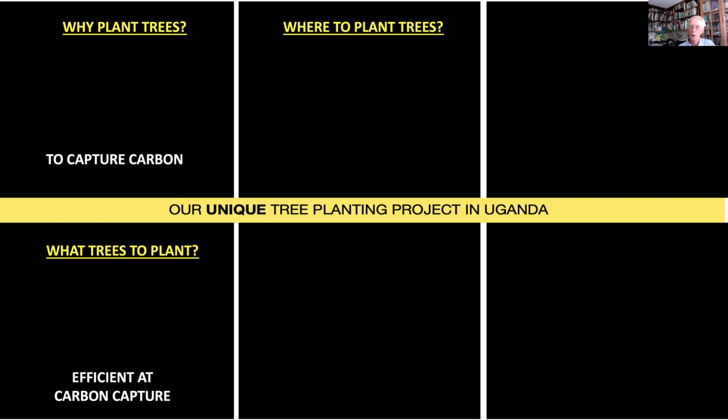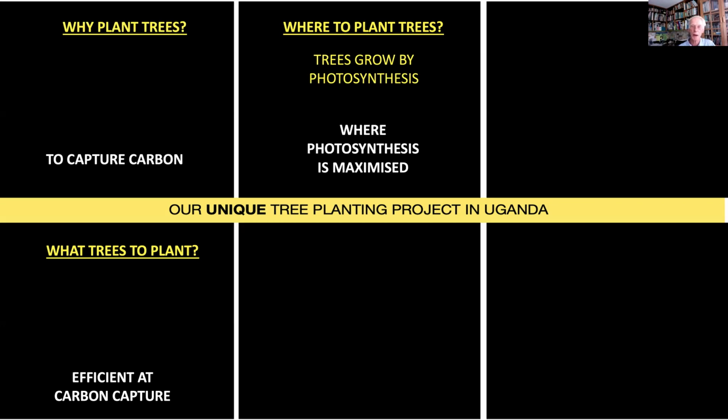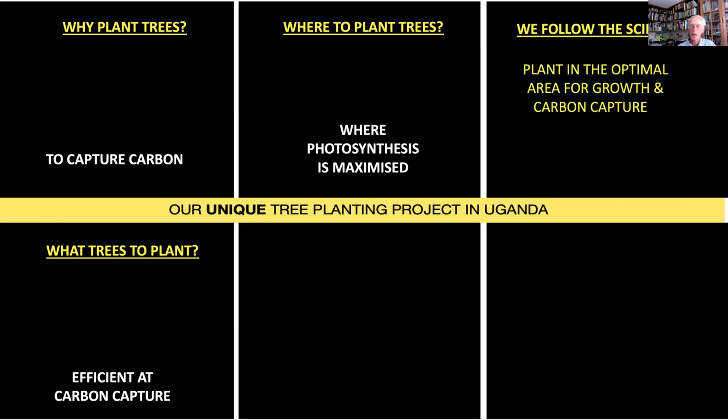Now, where to plant trees? Well, what we need to do is plant trees where photosynthesis is maximized, because it's with photosynthesis that we are able to take CO2 out of the atmosphere. We follow the science. We want to plant in the optimum areas for growing and for carbon capture. And that's the equatorial region.